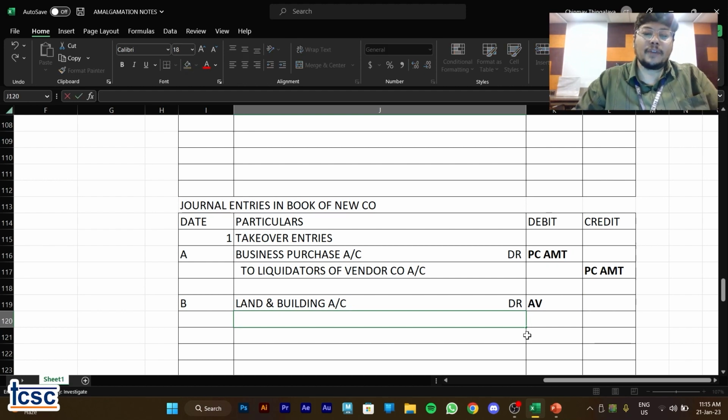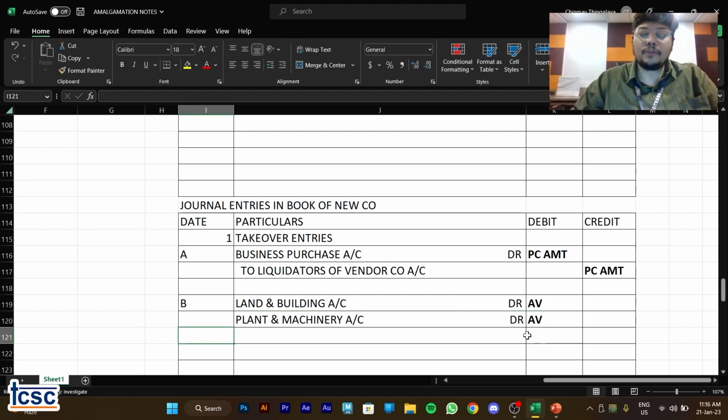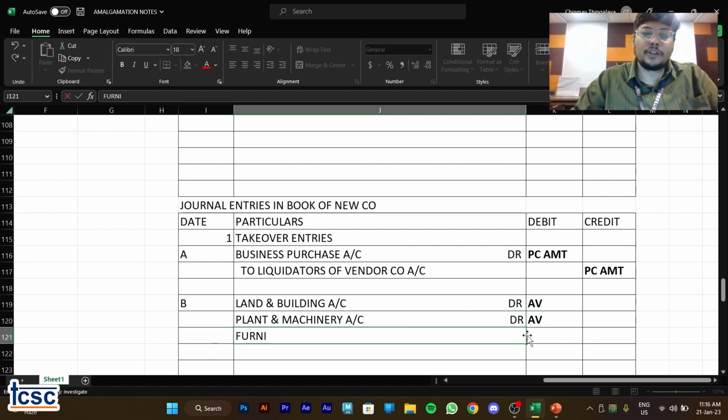Let us say we have plant and machinery. All these assets always have a debit balance, so plant and machinery account debit at agreed value. Then furniture account debit at an agreed value. Investments of the old company, the liquidating or vendor company, investment account debit.